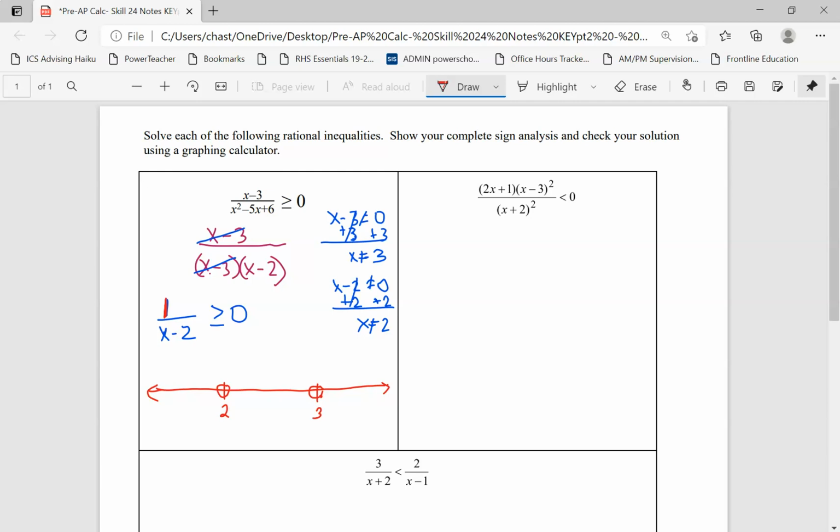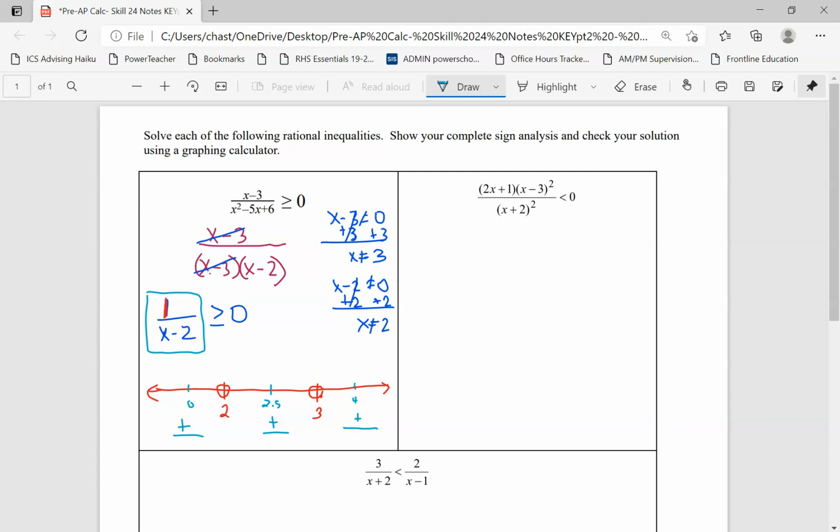Okay? So now we're going to pick our test points. So my test points, let's see, I'm going to use 0 down here, I'm going to use 2.5 here, and I'm going to use 4 right here. And I'm going to use this simplified function. My numerator is always positive in each of these, so we really just need to see what happens in the denominator.